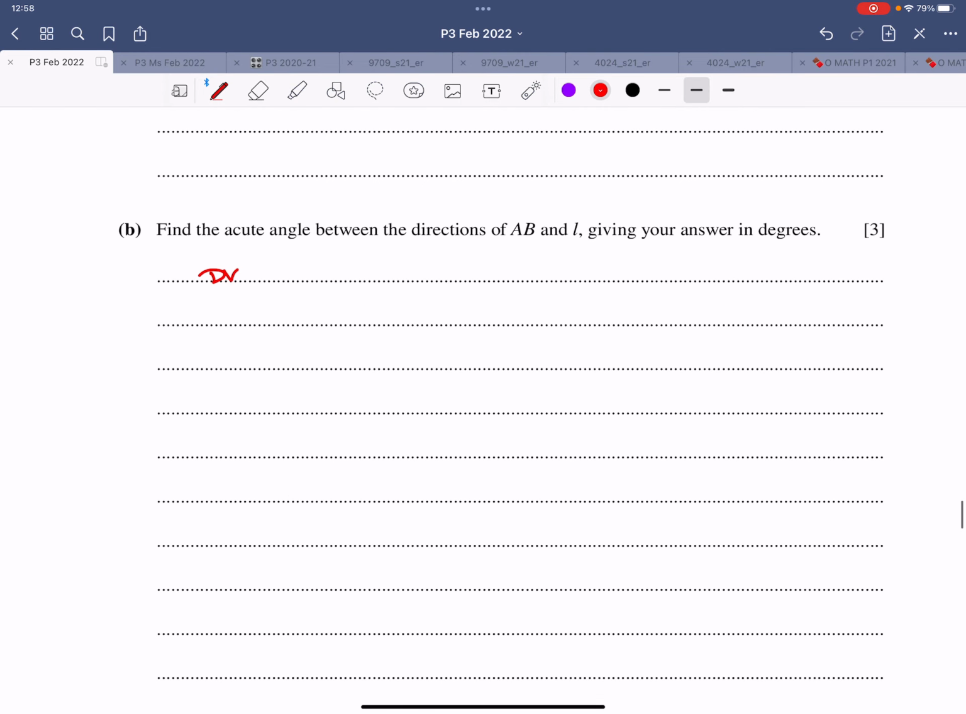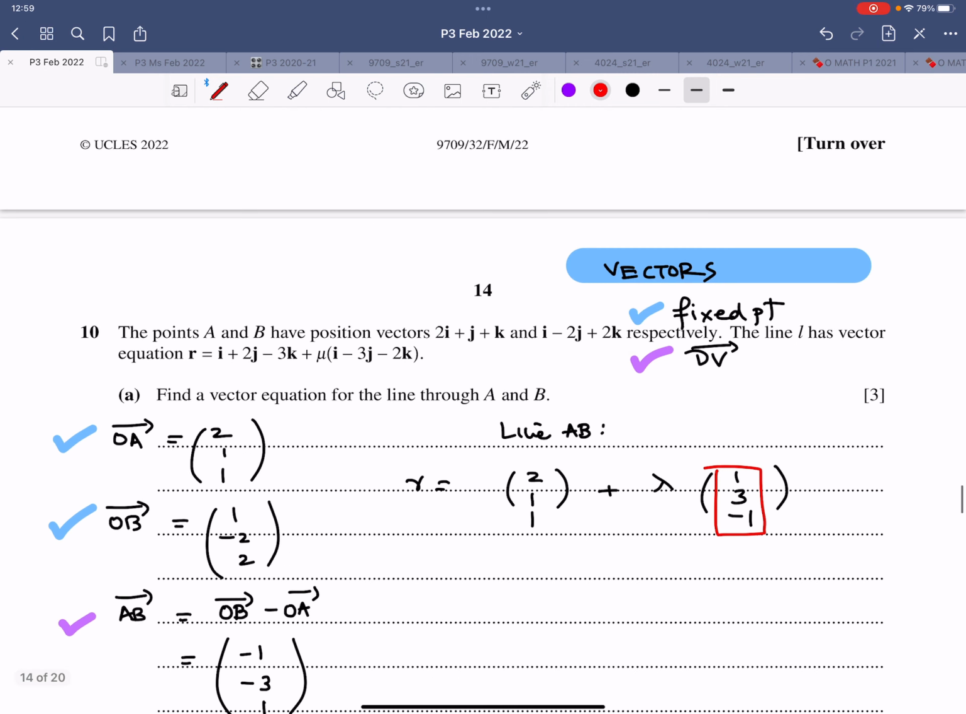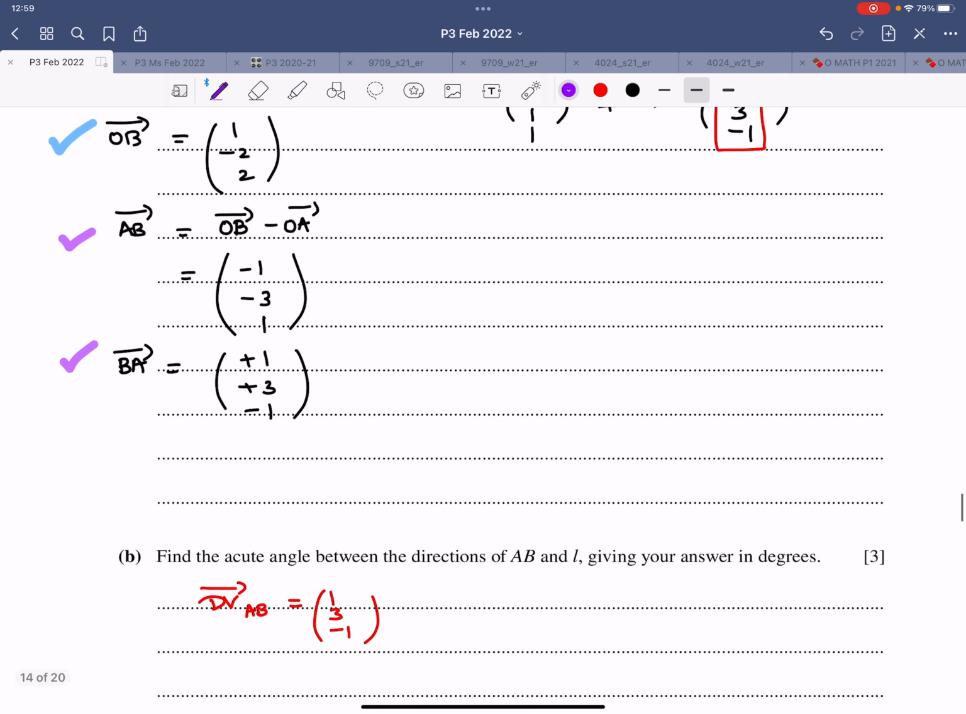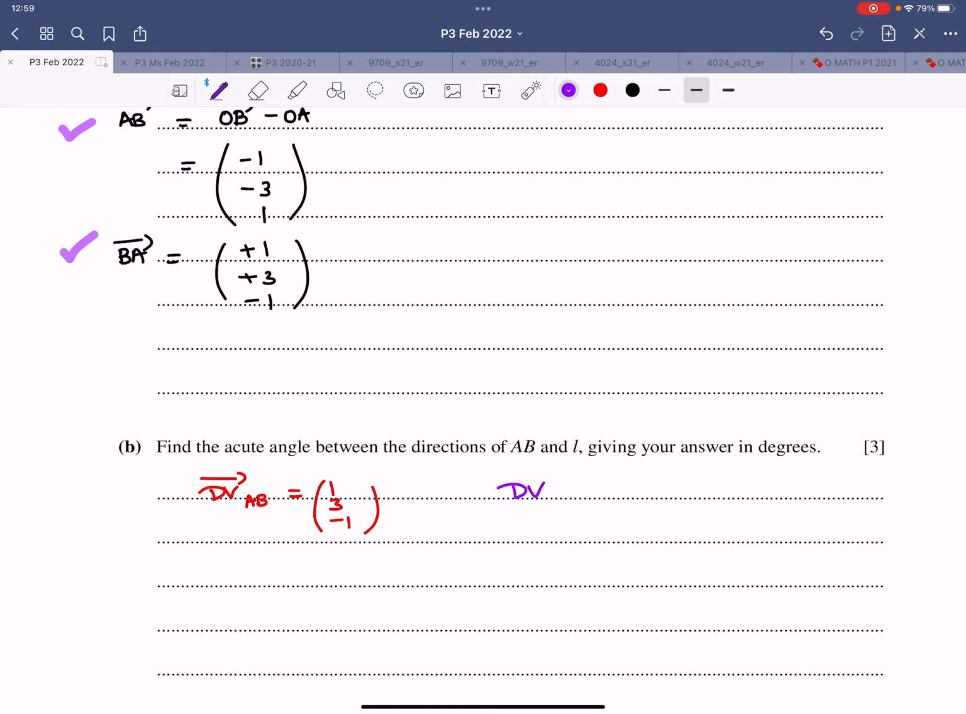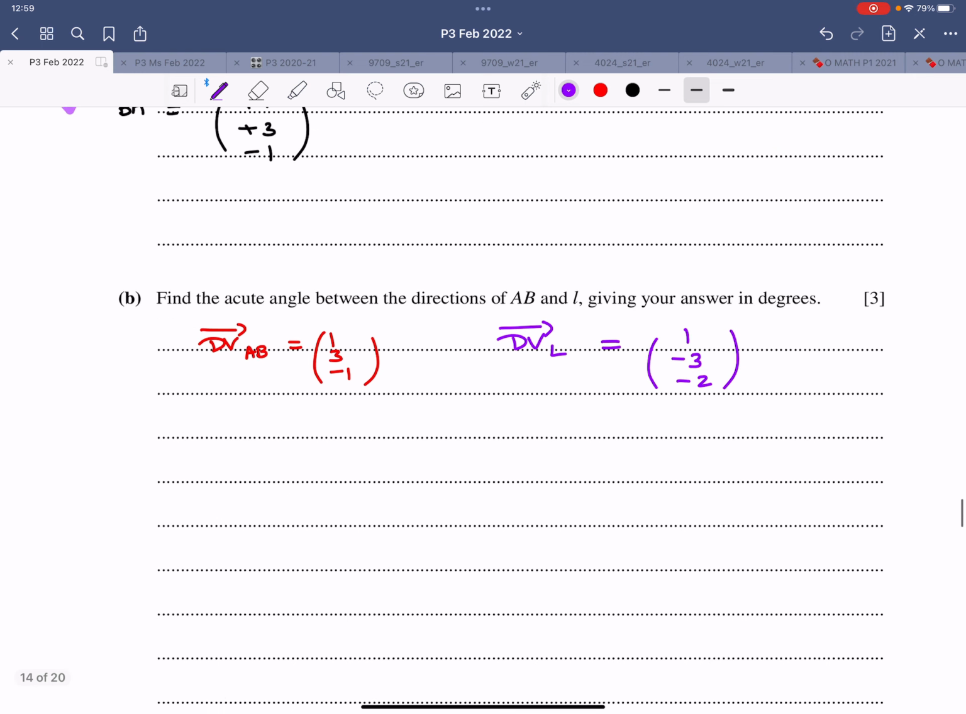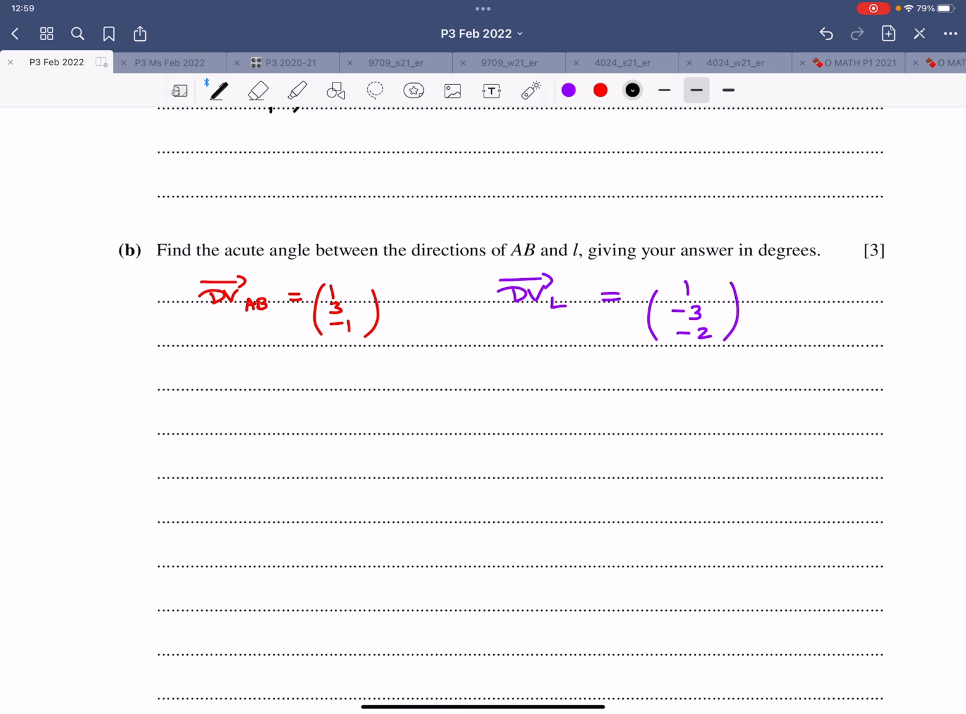So the direction vector of AB is (1, 3, -1). And what else is there? We also have the direction vector of line L, which is (1, -3, -2). Let me double check: (1, -3, -2). Perfect. So therefore, the acute angle between the direction vectors.